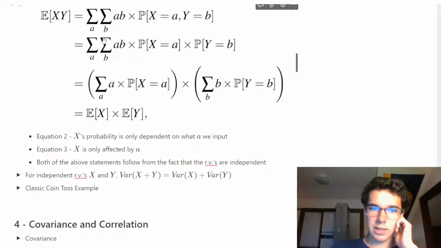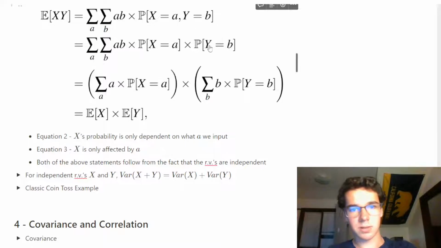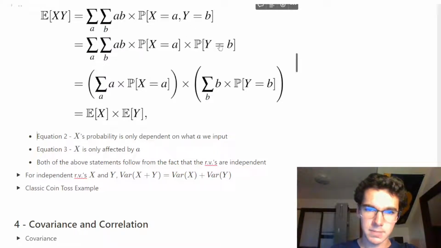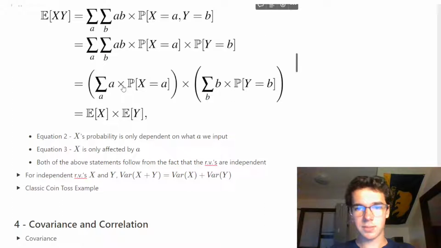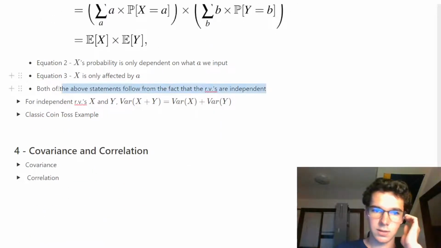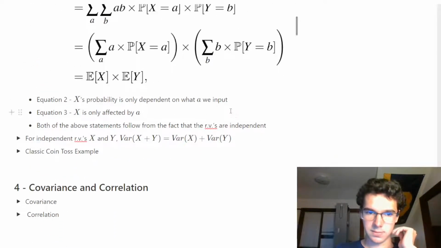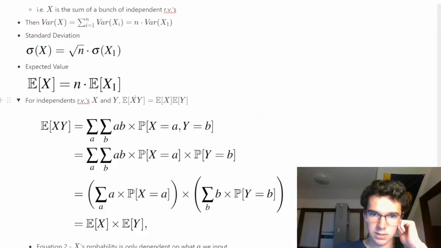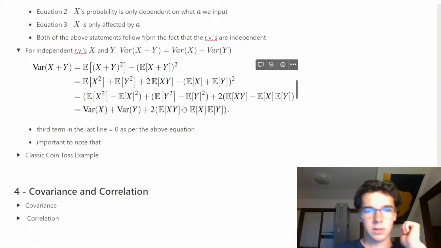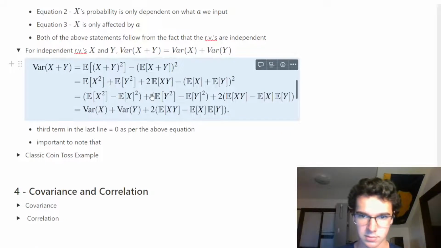X is only affected by these a's, and Y is only dependent on these b's, right? So we can just separate out the summations like so, and then this takes the form of the expectation of X, and this takes the form of the expectation of Y. This follows from the fact that both random variables are independent. So using this, we're going to comb through this, which is actually not too bad.